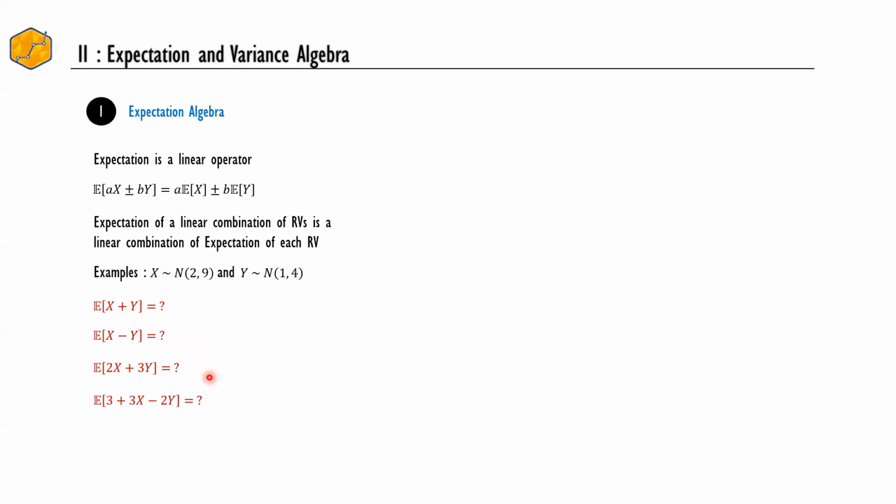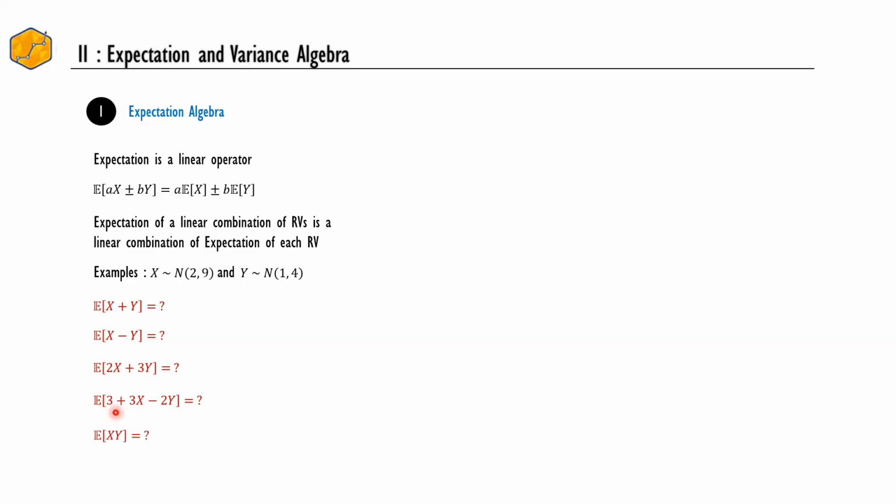Perfect. What about this one? Expectation of 3 plus 3X minus 2Y. This is also 7, is it? 3 times 2, 6, plus 3, 9, minus 2, that is 7. So expectation of a constant is that constant. There is no variation, right? So if this is always 3, then on an average, it is also 3. So expectation of 3 is 3.